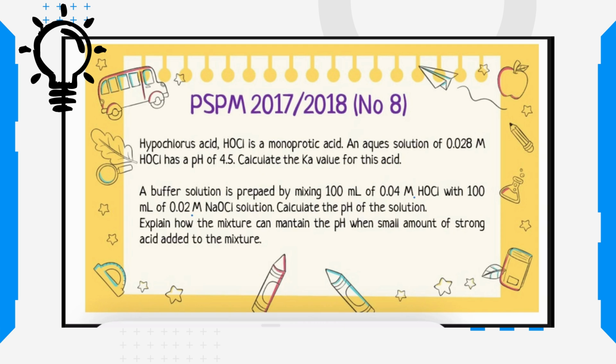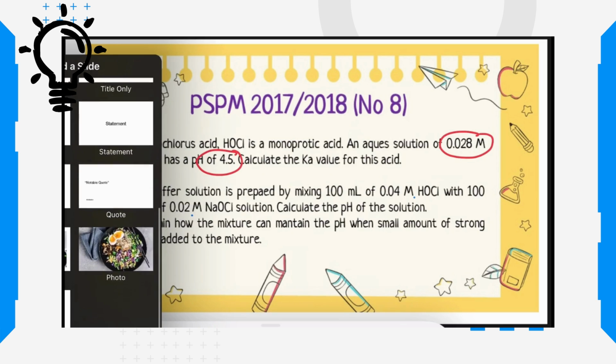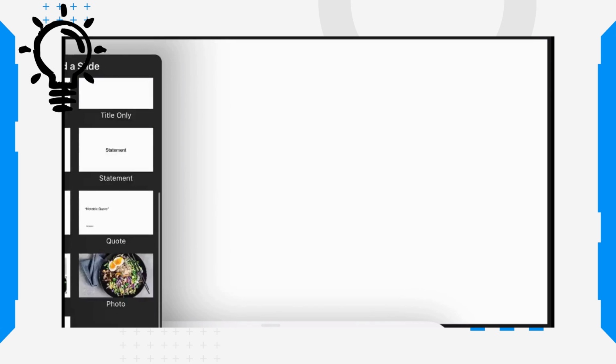Since we have to calculate the Ka value, we know that hypochlorous acid actually is a weak acid. Okay, so this is the initial concentration and this is the pH value. So how to solve the problem? Okay, let's look at this. First of all, you need to write a balanced chemical equation that represents the dissociation of a weak acid.